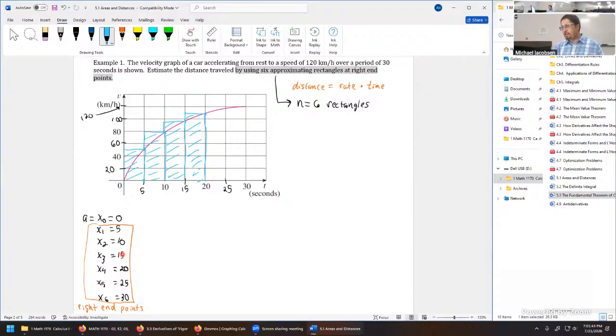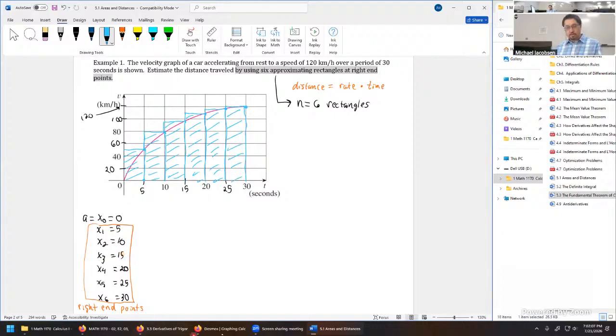At 20 seconds, it's getting harder to estimate these. I would probably guess maybe 110 kilometers per hour. At 25 seconds, it's getting to its maximum velocity, maybe 118 kilometers per hour. And then at 30 seconds, that's when it reaches the top speed in this interval, 120 kilometers per hour.